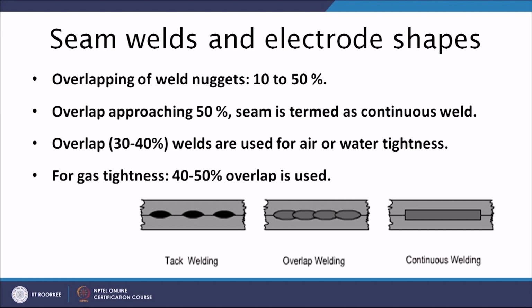Tack weld means there is a lot of spacing between the nuggets which are formed. Then in a lap weld, the nuggets are overlapping with a marginal amount, maybe 5%, 10%, and in case of the seam weld, this value can range from 10 to 50%, and in case of continuous it is more than 50%. You will see that there is a continuous nugget formation.